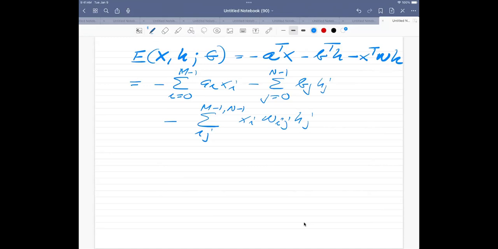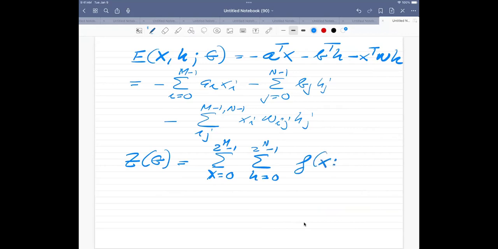So my partition function now is given by, so this Z of theta is now a sum over all the possible configurations. In this specific case, with a binary model, it starts with the first configuration, which I label as 0, up to 2^m minus 1. And then I have to sum over h equals 0 up to 2^n minus 1. These are the possible configurations. And then I have this function, which is given by f of x, h, and theta. Okay?